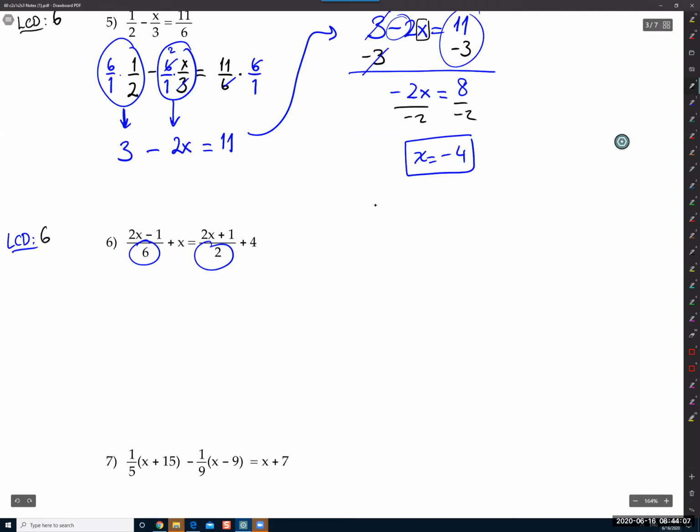So that's going to be 2x minus 1 over 6 times what? 6 over 1. Remember, this is one chunk, like 2x minus 1. Plus, everything will be multiplied by 6, not just the fractions. x times what? 6. Yeah, don't forget that. Balance. Everything.